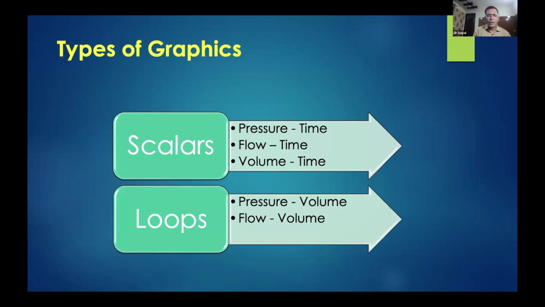So basically, there are two types of graphics. One is scalar graphics, which are against time. So there is pressure against time, flow against time, and volume against time. We'll discuss each in detail. The other one is the loop, where two parameters, pressure or volume, are placed against each other on the x and y axis. The loops are the pressure-volume loop and the flow-volume loop. So in scalars everything is displayed as per time sequence, and in loops two parameters are displayed against each other on the x and y axis. Two types of graphics, scalars and loops.